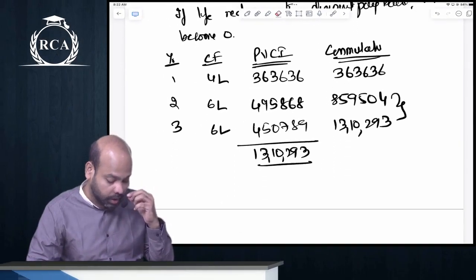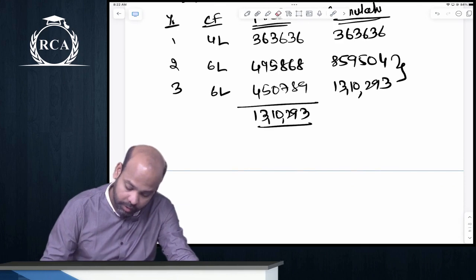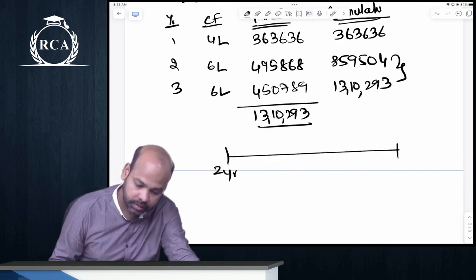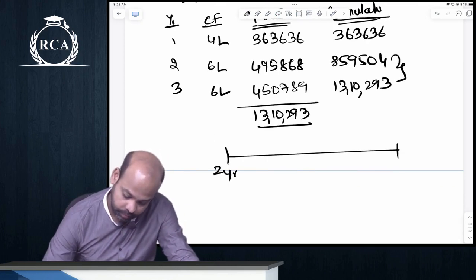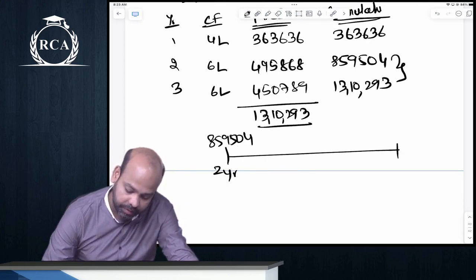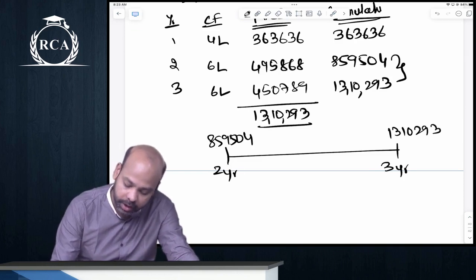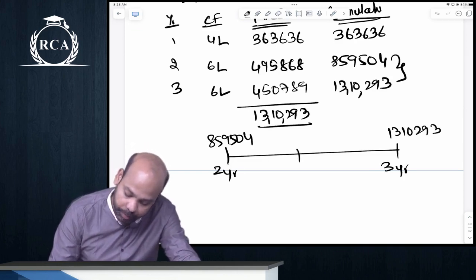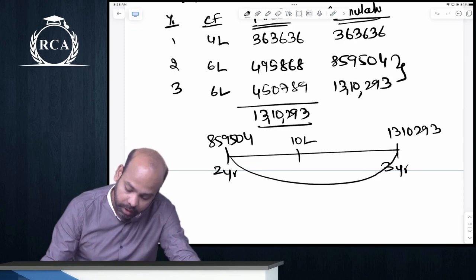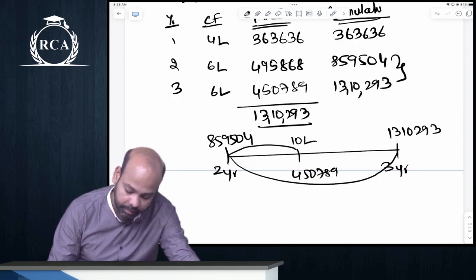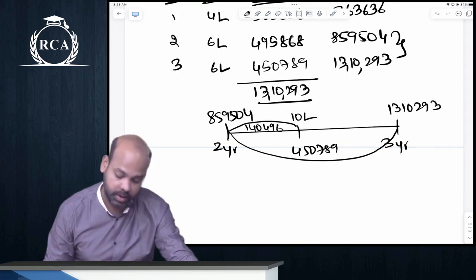Are you all done with this? Discounted payback period, guys. By the end of the second year, how much came, beta? 8,59,504. By the end of the third year, beta, it was 13 lakhs 10,293. We would want to stop at 10 lakhs. From here to here, beta, the total difference is 4,50,789. But we want a difference of only 1,40,496.